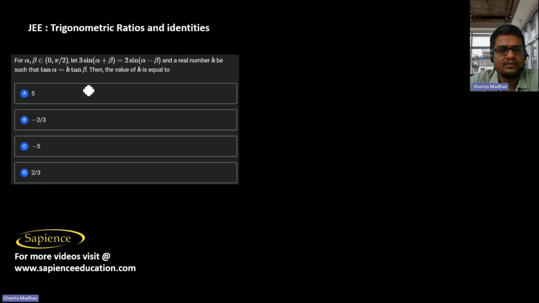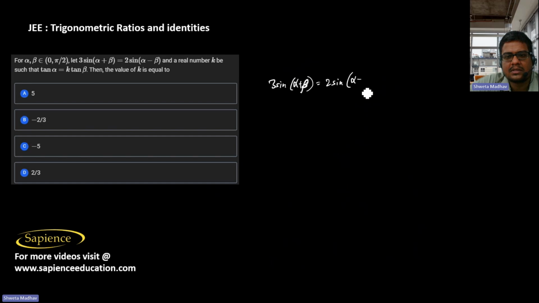Then here it is told, if alpha comma beta belongs to the interval 0 to pi by 2, let 3 into sine alpha plus beta be equal to 2 sine alpha minus beta, and a real number k be such that tan alpha equal to k tan beta, then the value of k is equal to how much? That we have to find out.